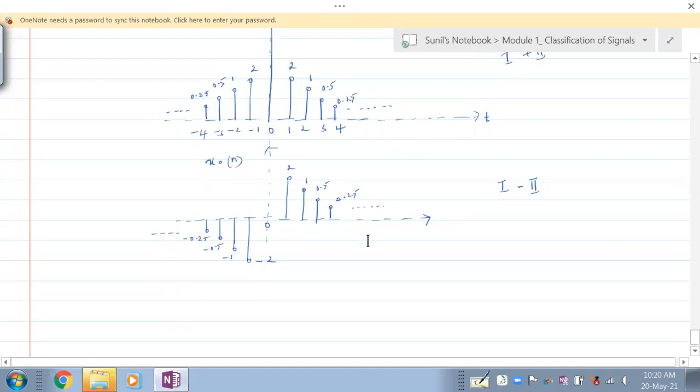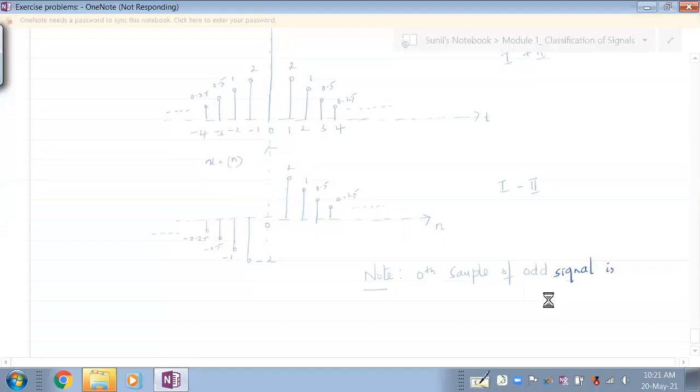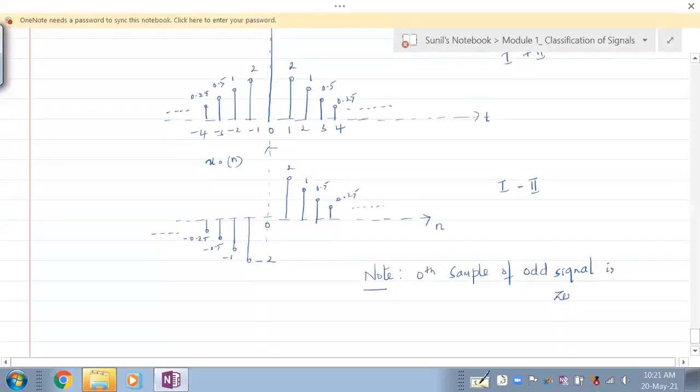Mind you, always the 0th sample in the odd signal would be what? 0. Note: the 0th sample of the odd signal is 0. So the 0th sample of an odd signal is 0. That is quite visible here.